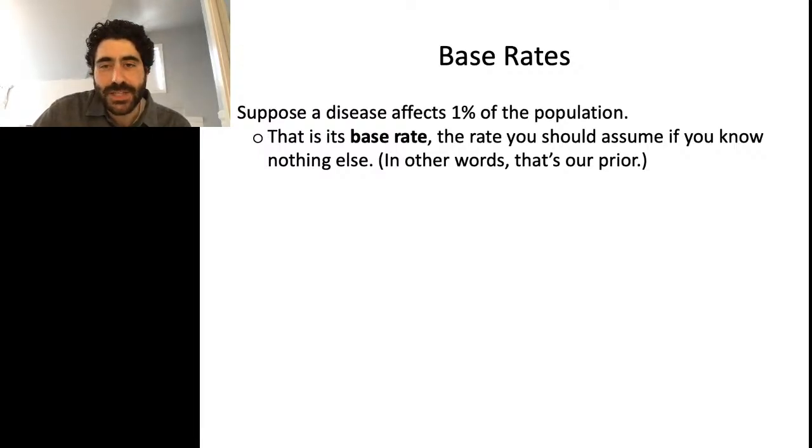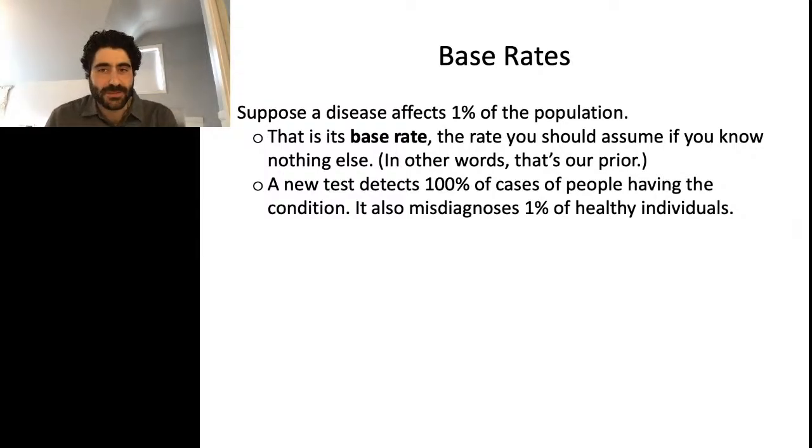So let's say that there's a new test that's been developed, and this is a really high quality test. If you have the disease, it will definitely tell you that you have it. It never makes a mistake, which is nice. If you are healthy, then 1% of the time it'll tell you that you're actually sick, right? So you'll get a positive test result 1% of the time if you're healthy. So this is a great test, right? It never makes a mistake for people that are sick. It occasionally makes a mistake for people that are healthy, but only 1% of the time.